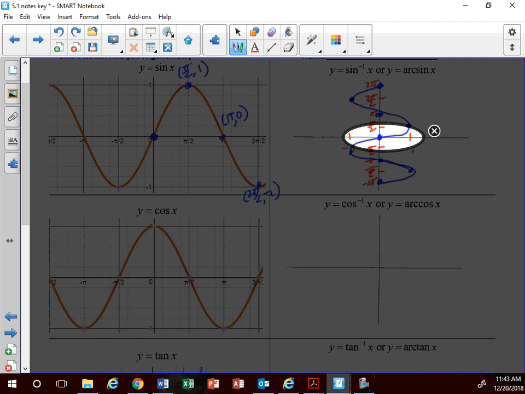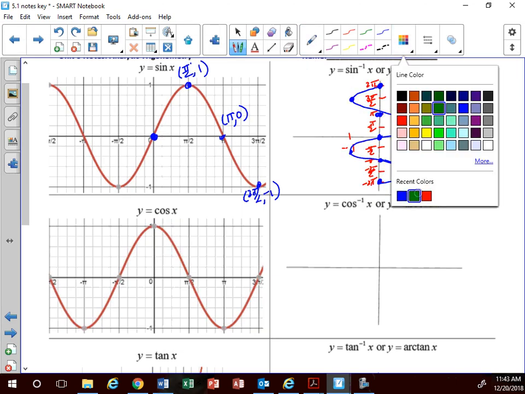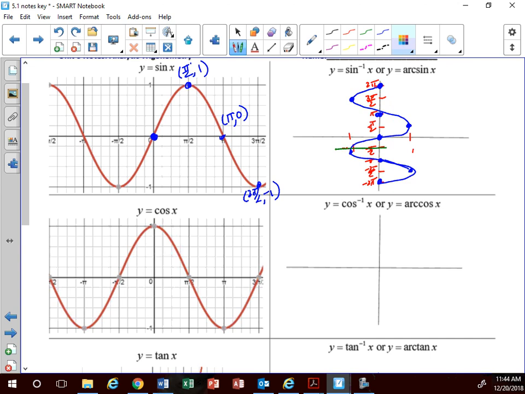So we only look at this little part from negative pi over 2 to pi. Like, that's it. Sorry, to pi over 2. I don't think I said that right. Okay? You with me so far?